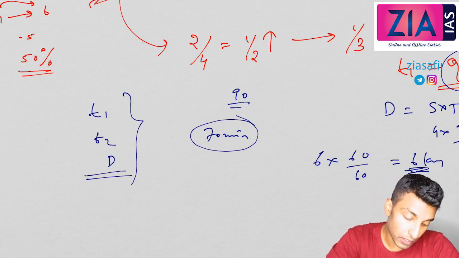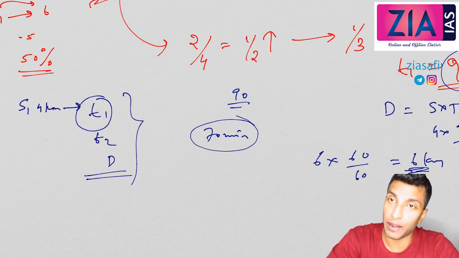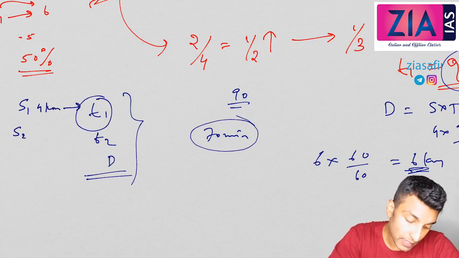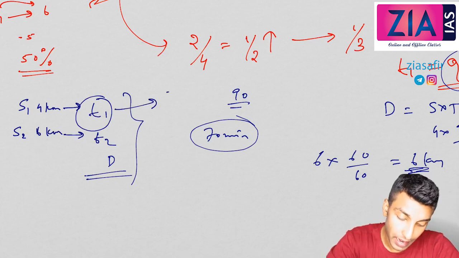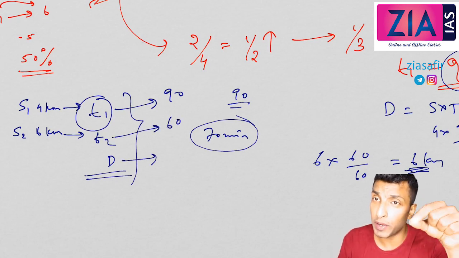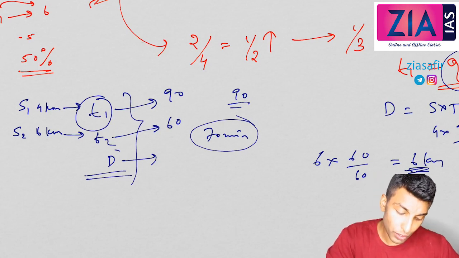Here speed 1 is what? Speed 1 is there, that is 4 km. And the question is asked about time 1. Speed 2 is 6 km. And the question is also asked about that. So here the answer is 90. Here the answer is 60. And distance is asked, so you can use speed 1, speed 2, or speed 1, time 1, speed 2, time 2, you get the distance. So distance also you got.